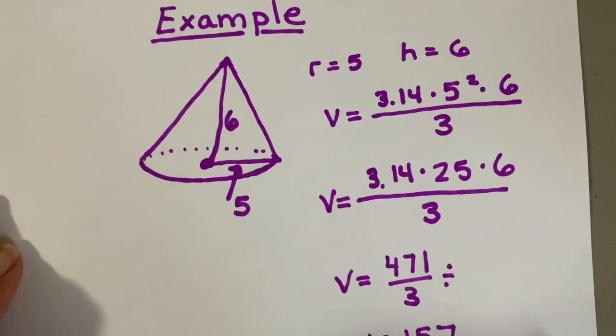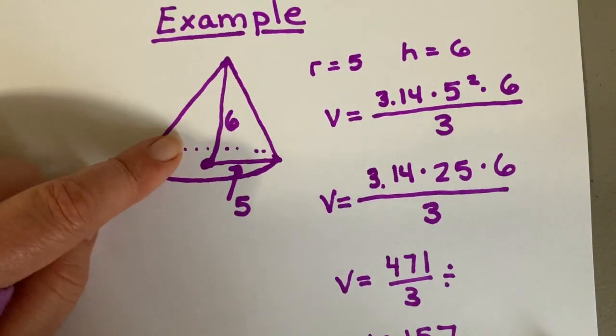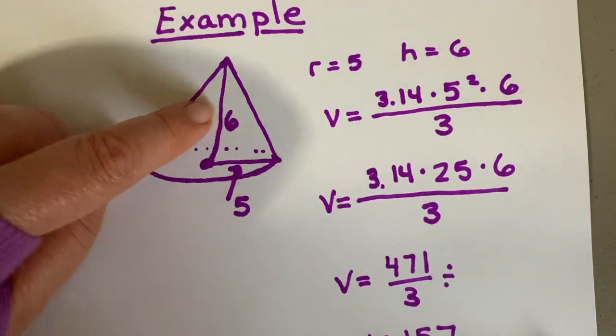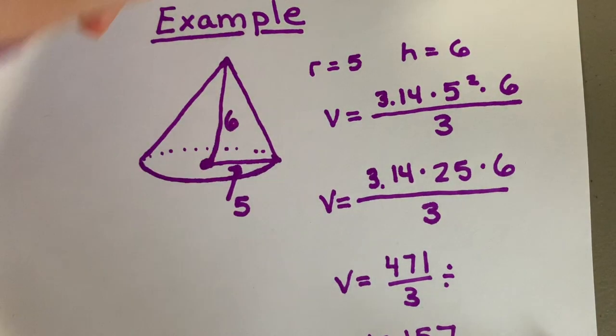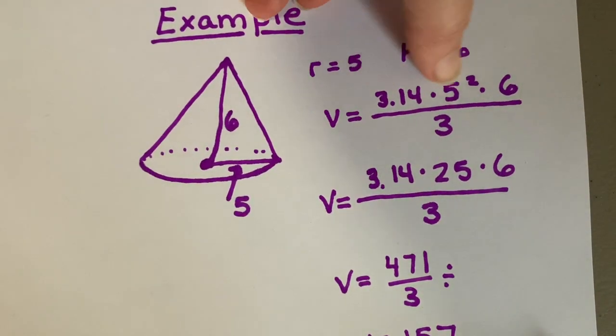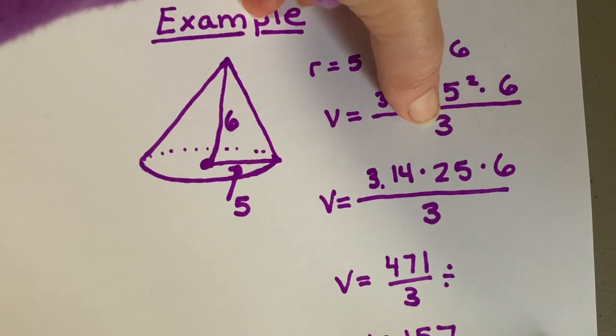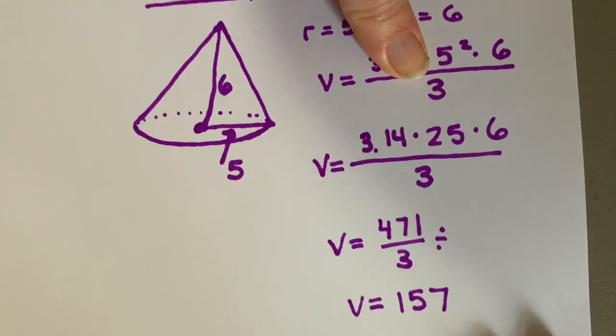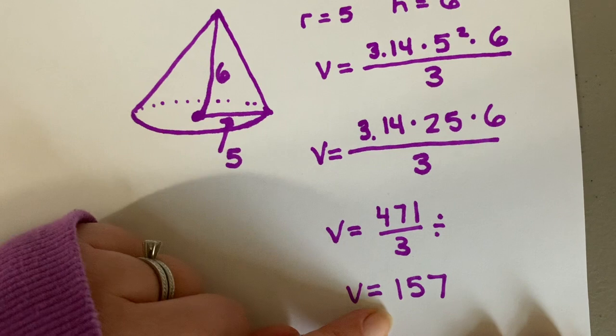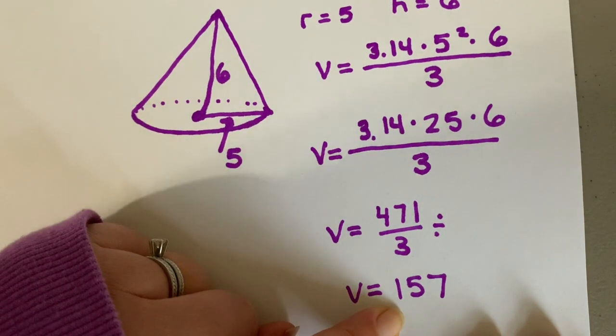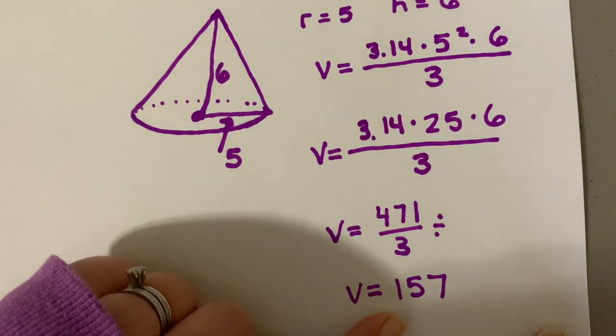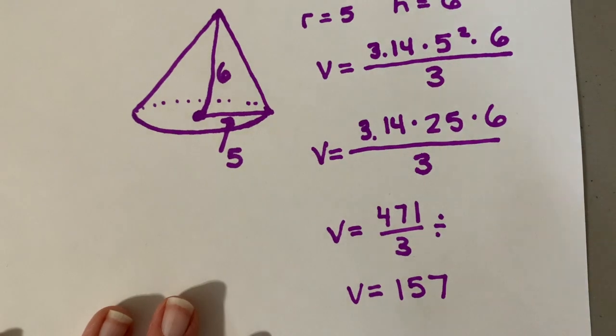Here is our example. Again, just like finding the volume of a cylinder, we've got your radius and your height. So I'm just going to put radius, height, put them into the formula, and then again, divide by 3. So in this example, my answer would have been 157. I would write this down as an example in your interactive notebook.